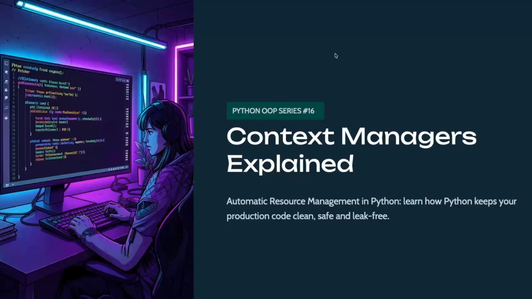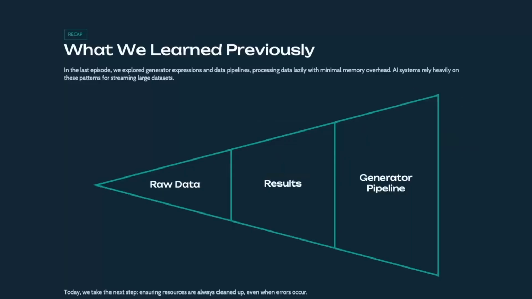So let's get started. Before we begin, let's quickly recap. In the previous video, we learned about generator expressions, lazy evaluation, data pipelines, and memory efficient processing. We saw how data could flow through multiple processing stages without creating large intermediate collections. Today, we're shifting our focus from managing data efficiently to managing resources safely. Let's start with a very common example by switching to code.